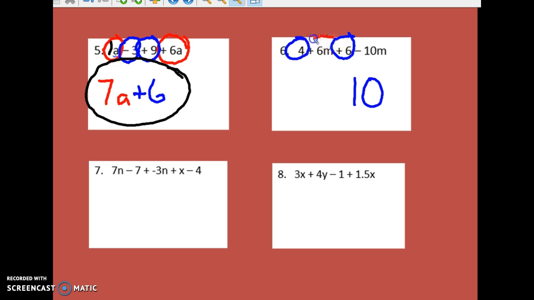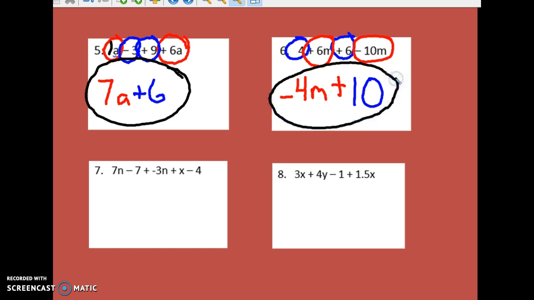The next is plus 6m. So I look for other numbers that have an m with it too, and I see that I have a minus 10m. So I'm doing 6 minus 10 gives me negative 4, and then I attach that m. Now remember that 10? Was it positive or was it negative when I added the 4 and the 6 together? It was positive, so because I have to combine like terms, I need an operation sign here, so I'm going to put a plus because that shows me that that 10 is positive. So my final answer on this one would be negative 4m plus 10.